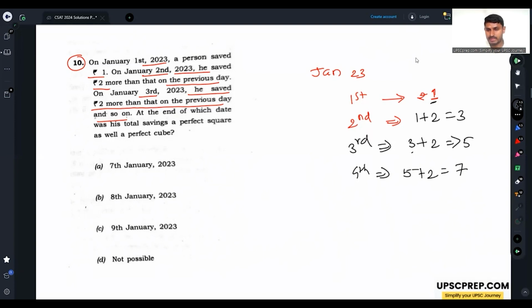And this is going on. See now, what is the question? At the end of which date was his total savings a perfect square as well as a perfect cube? On which day will the total savings number be a perfect cube as well as a perfect square? So what do perfect cube and perfect square basically mean?